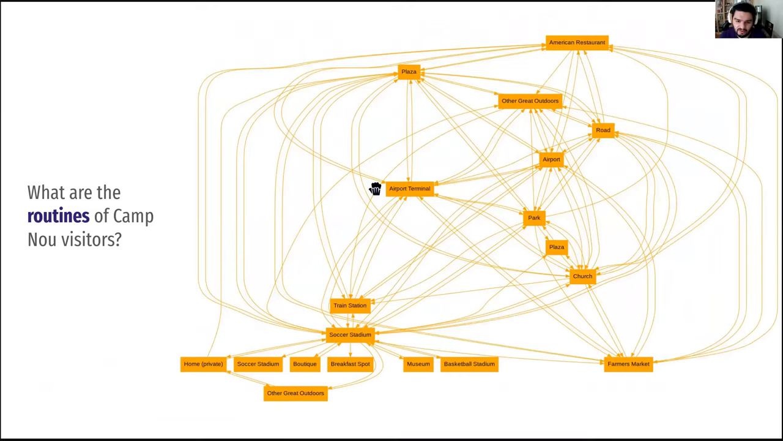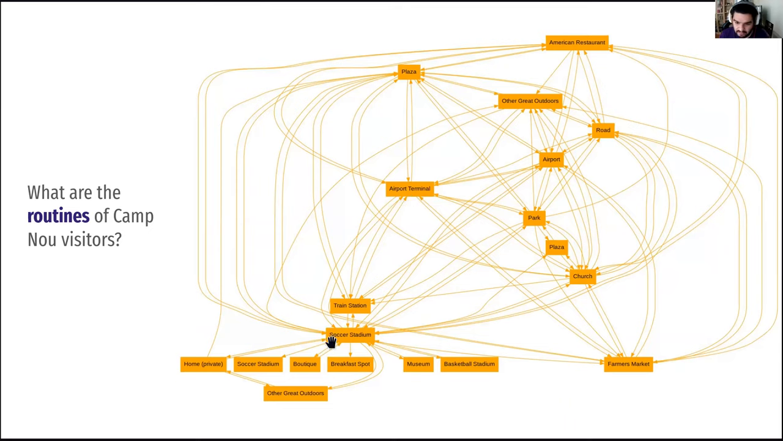Having all this network of interactions between places according to tourists, you can create all this transition network. So for instance, where do people go before going to the stadium? Sometimes they check in at the train station. Sometimes they check in at a church. So you know that these are tourists because they go from the airport to a church, Sagrada Familia, and then they go to the soccer stadium. Or maybe they go directly from the airport to the soccer stadium.